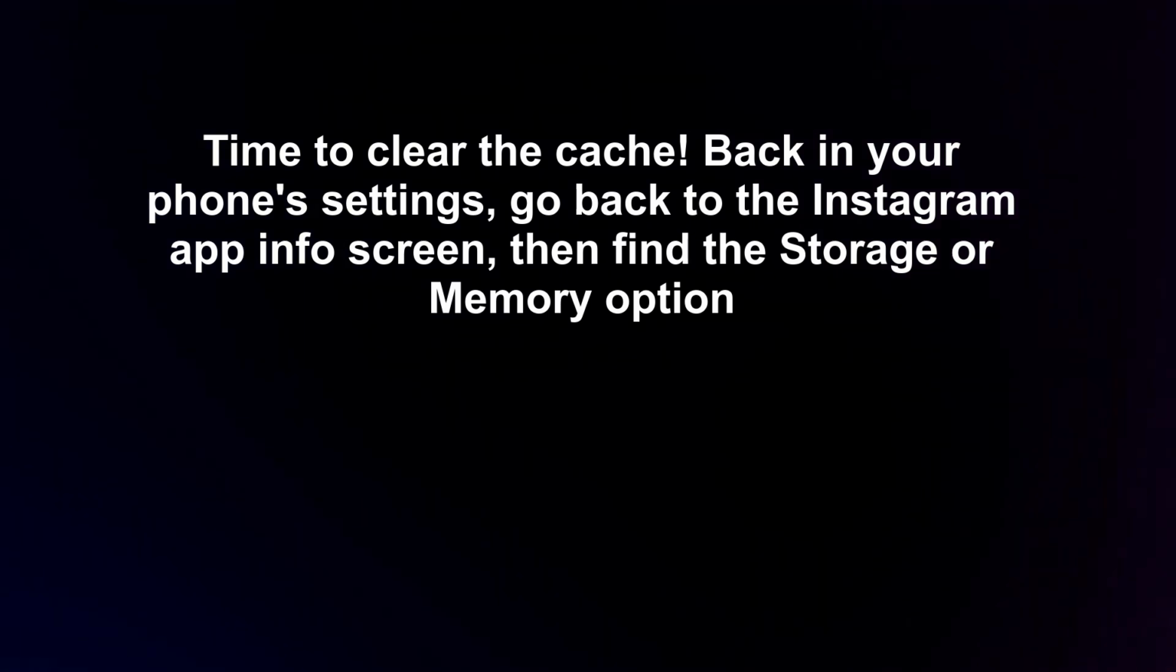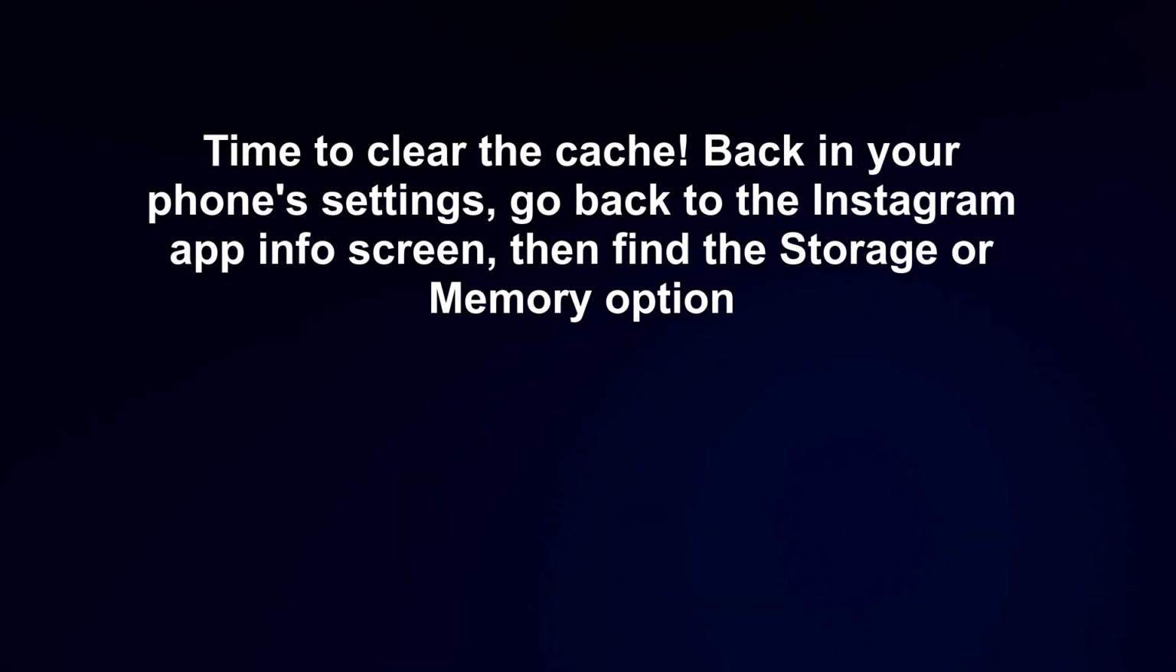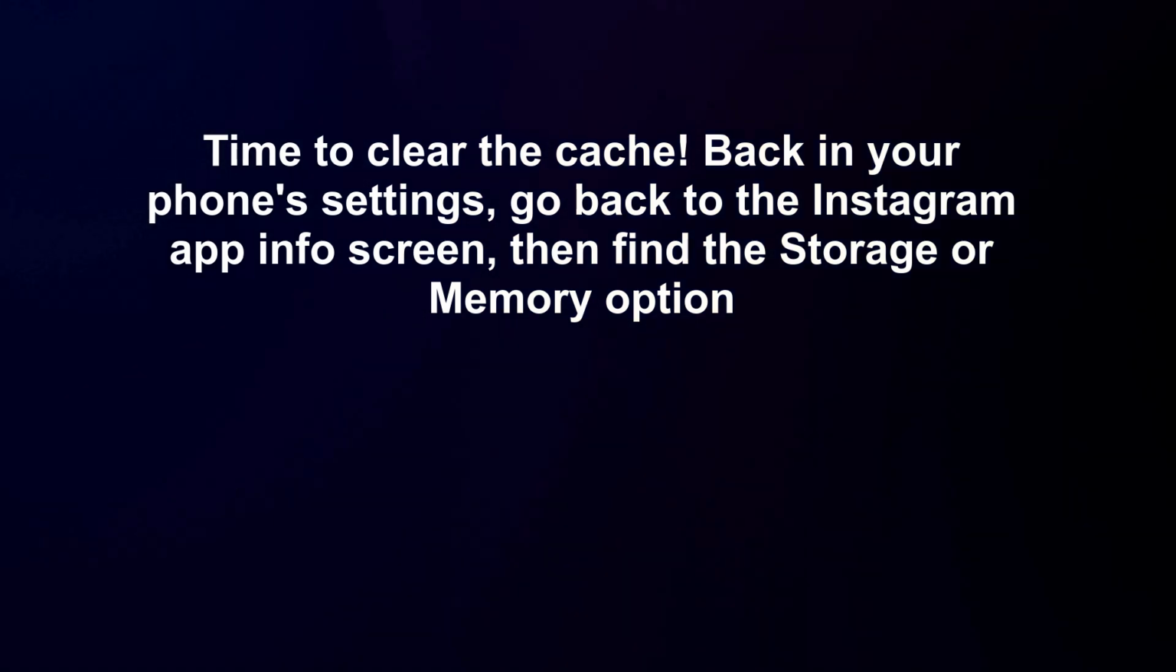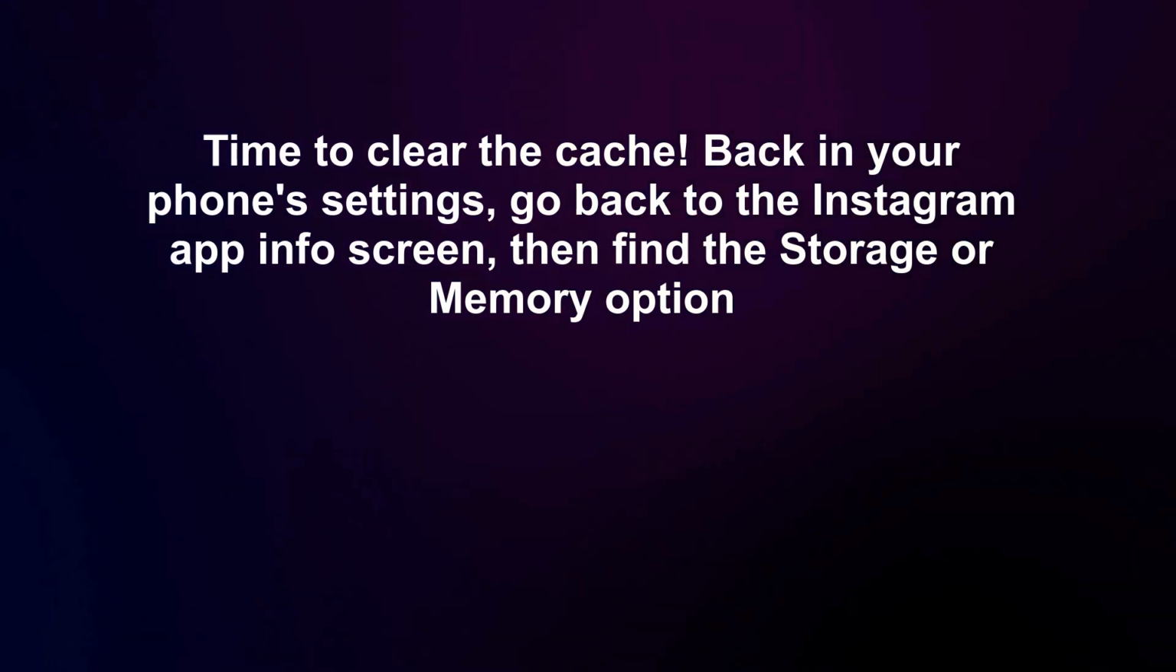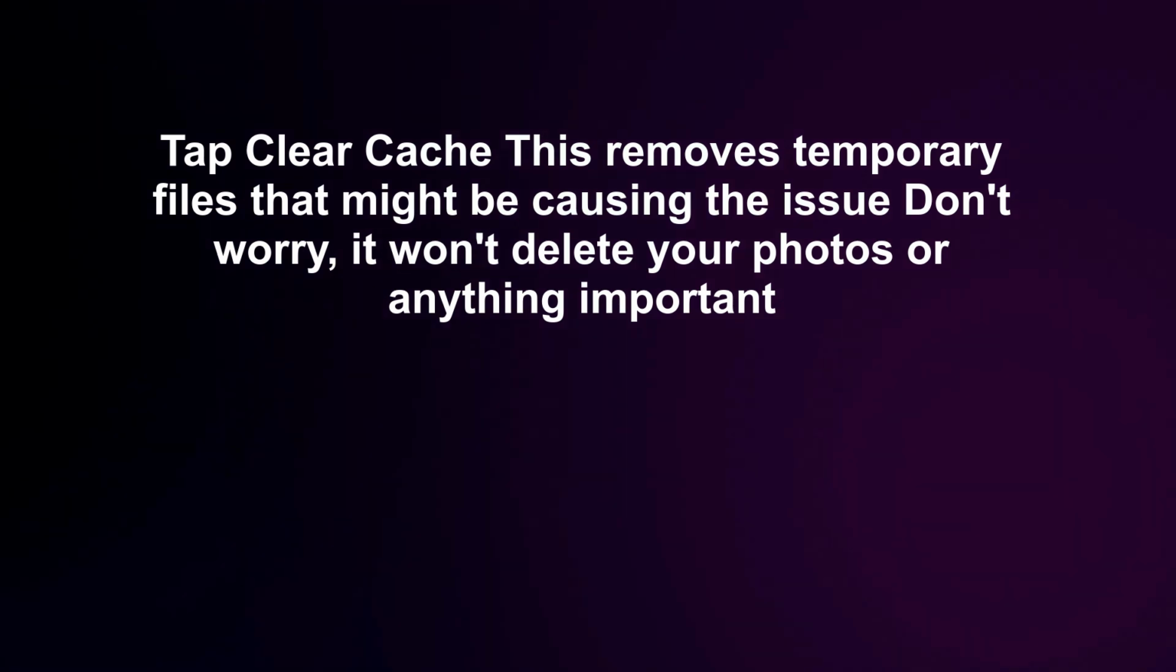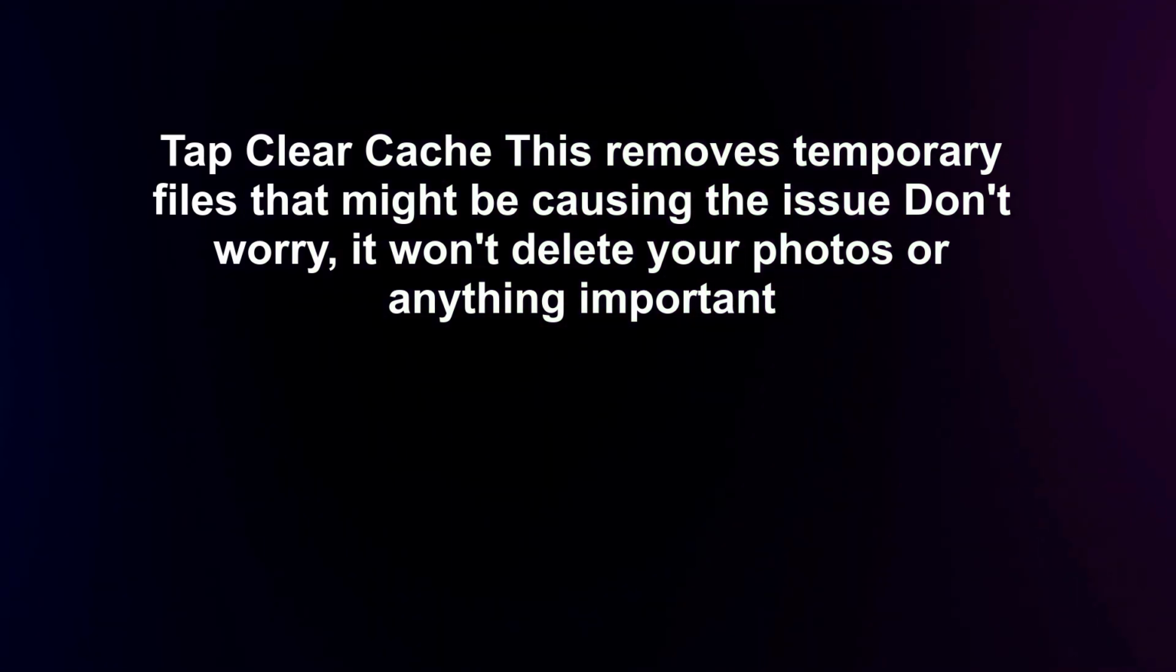Time to clear the cache. Back in your phone's settings, go back to the Instagram app info screen, then find the storage or memory option. Tap clear cache. This removes temporary files that might be causing the issue. Don't worry, it won't delete your photos or anything important.